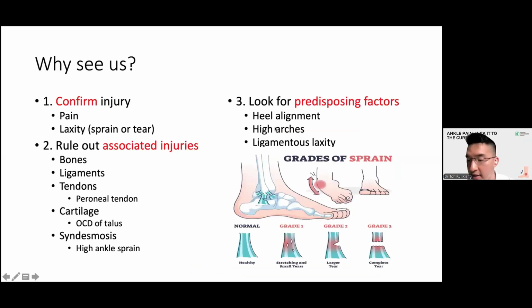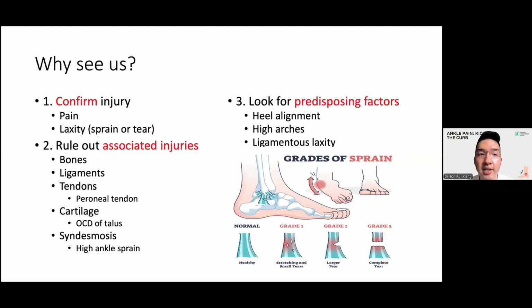So why should you come and see us? Number one, we want to confirm the injury that you have. So we assess you to see if you have any pain, and then we check for any laxity, see if your ligament is just sprained or completely torn. And then we want to rule out whether you have any other associated injuries. These include fractures, which can sometimes be missed if you do not do an X-ray. Sometimes you have a ligament tear as well.